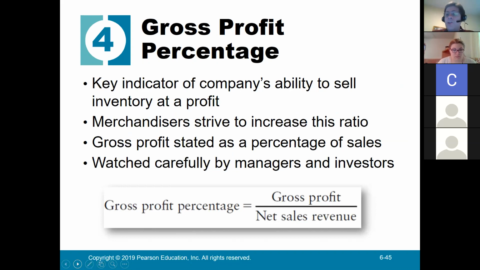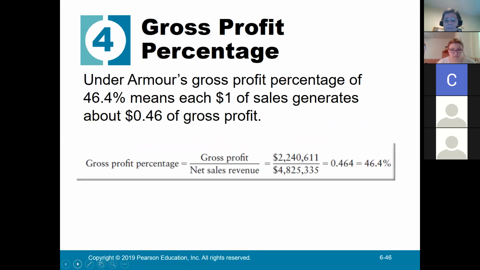And of course, you want that to be as high as possible. So you can either increase your price if you can, or reduce your cost of goods sold to be able to improve this percentage. So they did that for Under Armour, got about 46%.